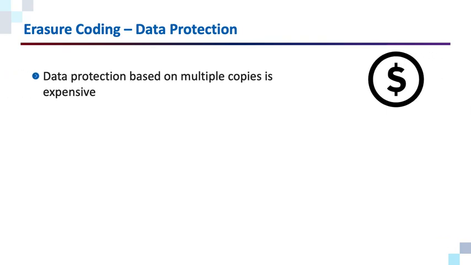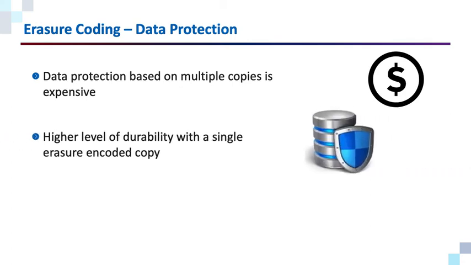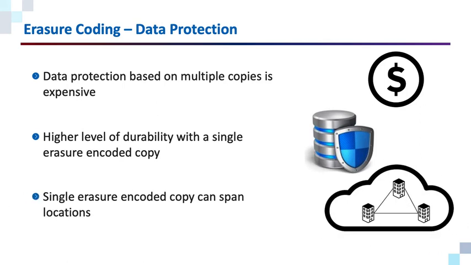So the takeaways from this short video is data protection based on multiple copies has become just too expensive. With erasure coding, you get a higher level of durability with a single copy of your data. And that erasure encoded copy can span and be accessible from multiple locations.